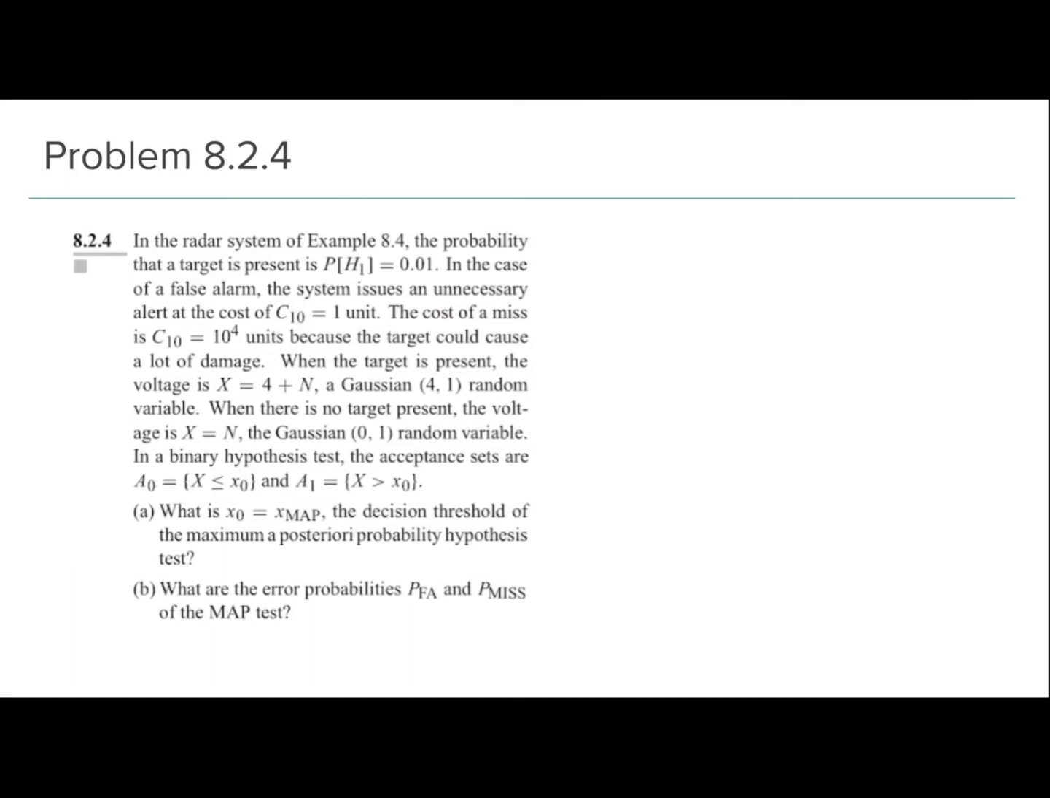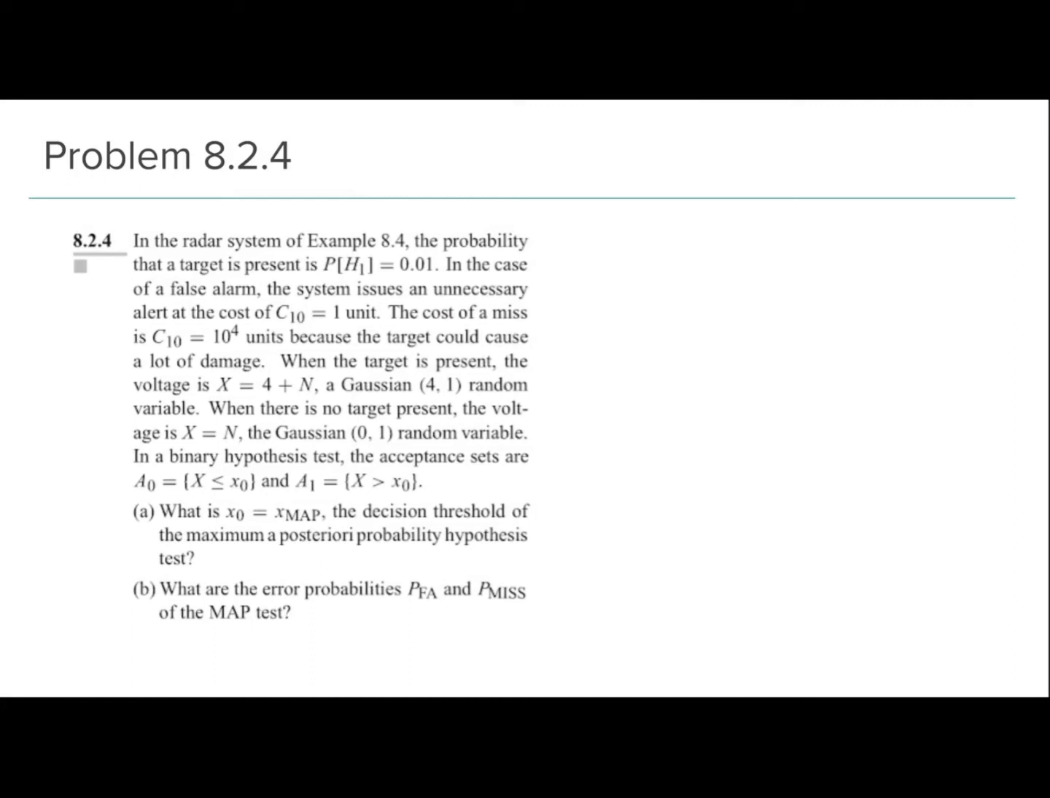In a binary hypothesis test, the acceptance sets are a0 equal to x less than or equal to x0 and a1 equal to x greater than x0. What is x0 equal to x MAP, the decision threshold of the maximum a posteriori probability hypothesis test? What are the error probabilities PFA and PMISS of the MAP test?